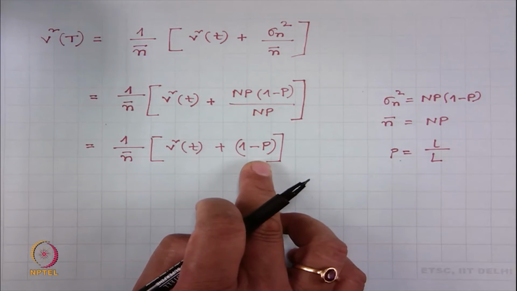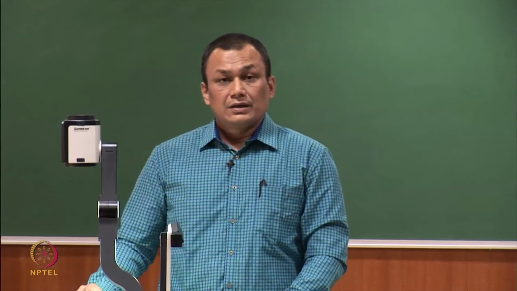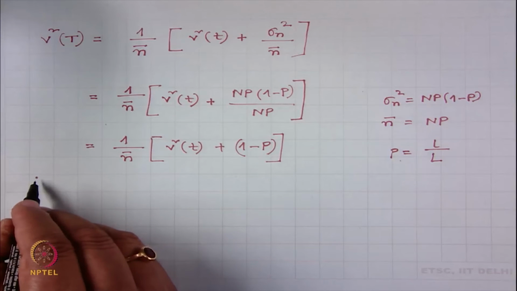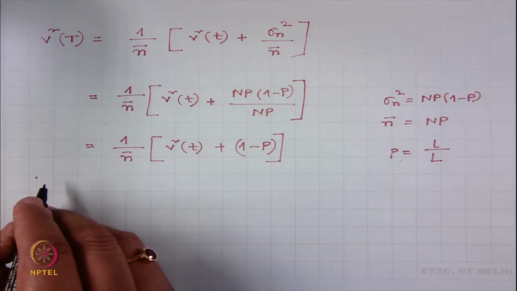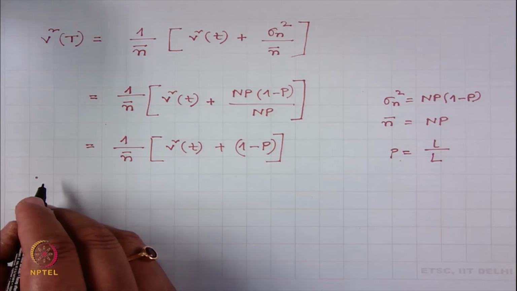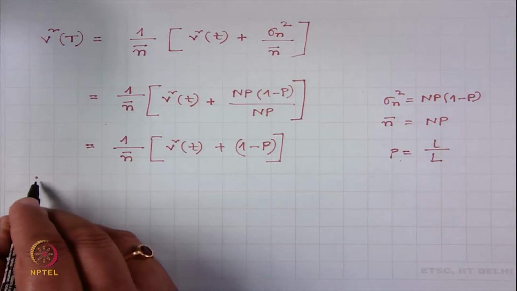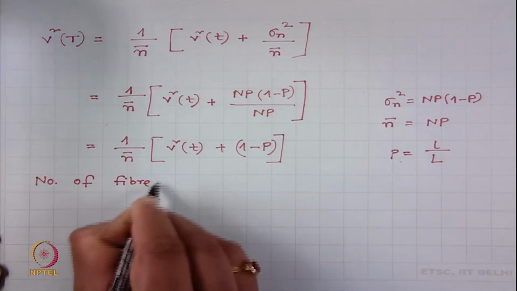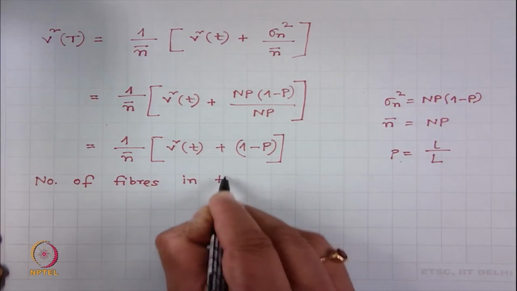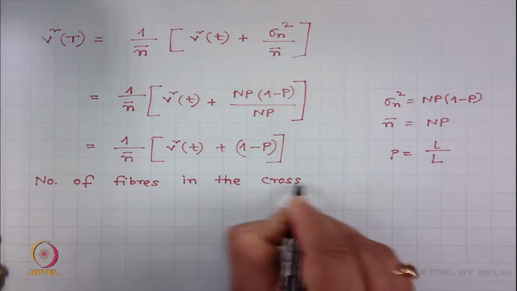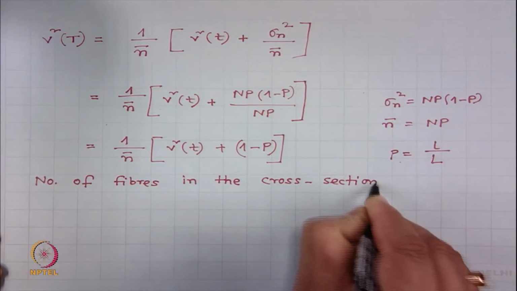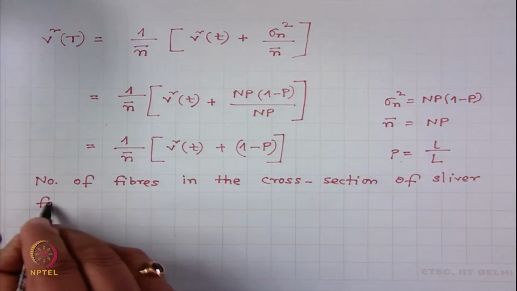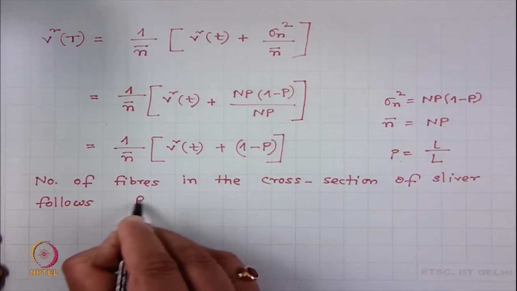So, we now introduce an alternate assumption. What is that? That is, the number of fibers in the cross section of sliver follows Poisson distribution.